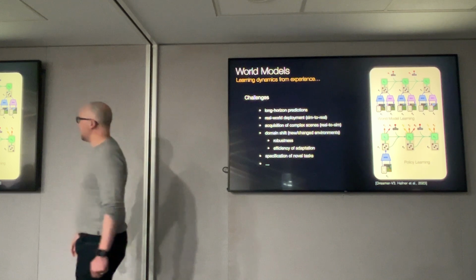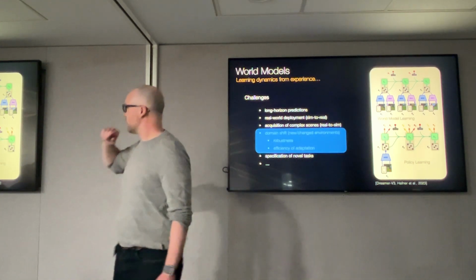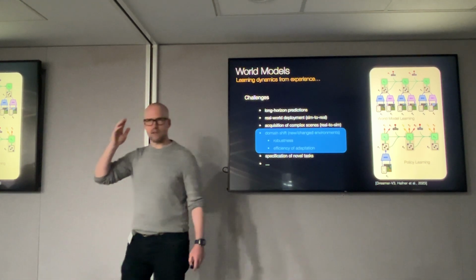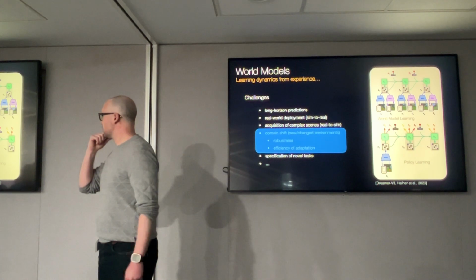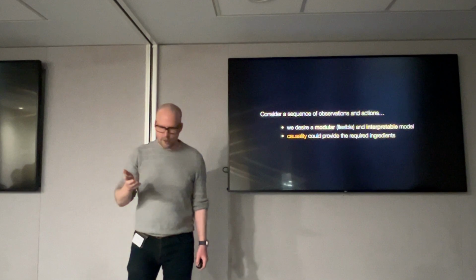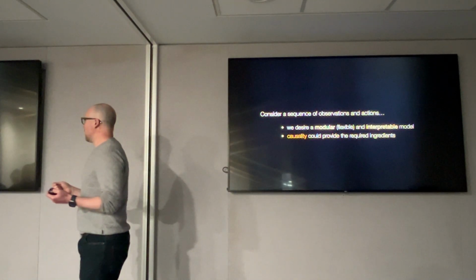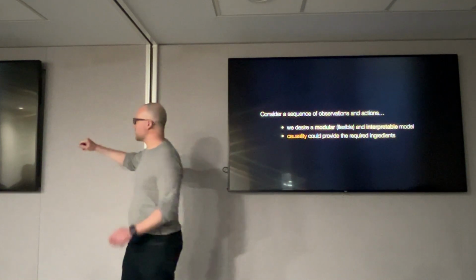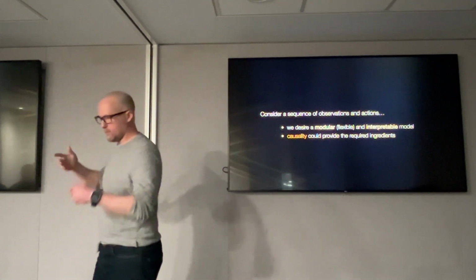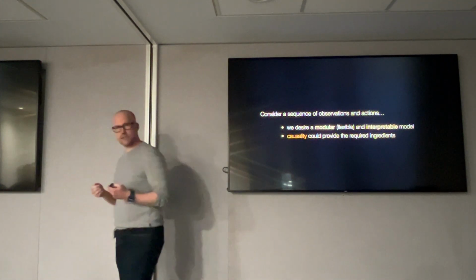Okay, all right. So I've talked about the challenges of world models. We've seen this before, but in the context of these modular world models, I really want to talk about domain shift. So robustness and efficient adaptation to novel environments. Ultimately, we'll talk about this in the context of some sequence of observations and actions. And I've already talked about why we would like a modular or flexible and interpretable model. And one of the hypotheses here is that causality could actually provide the right ingredients for this.